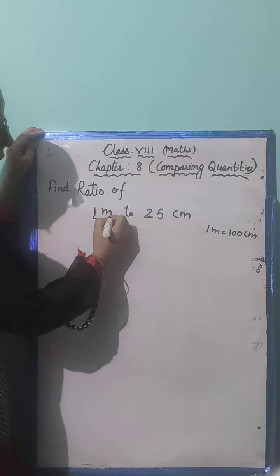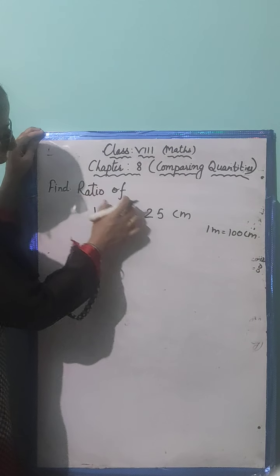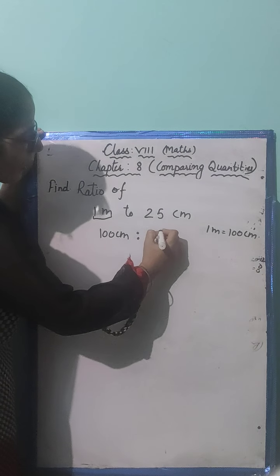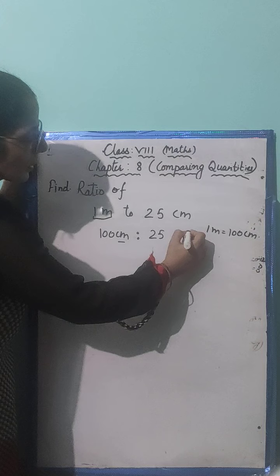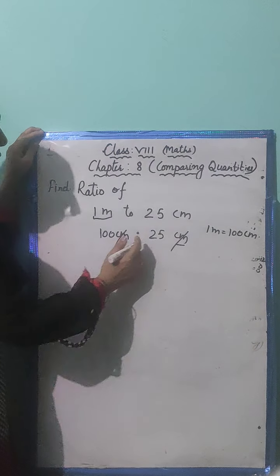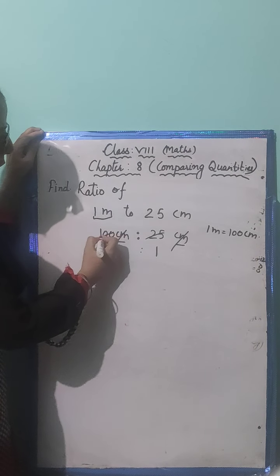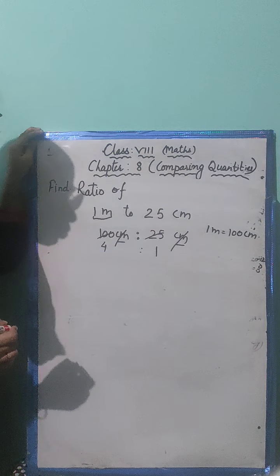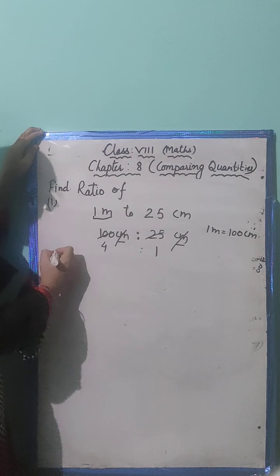So I will convert it to 100 centimeter to 25 centimeter, this is the ratio. This is in centimeter, this is in centimeter. So units will be cancelled. And if I have to make it simplest, 25 ones are 25, 25 fours are 100. So what will be the answer? 4:1.